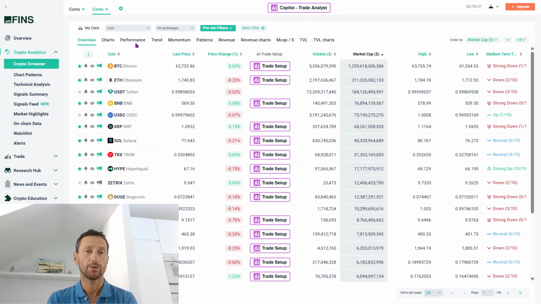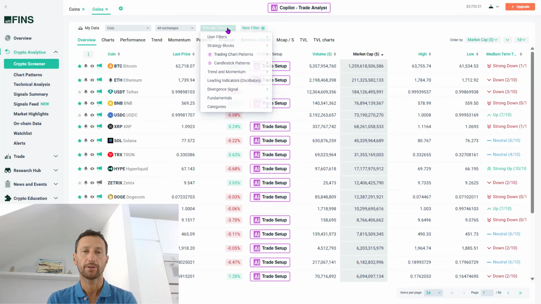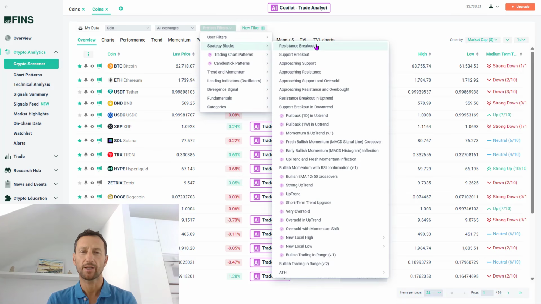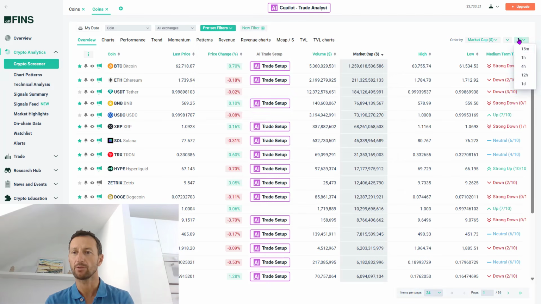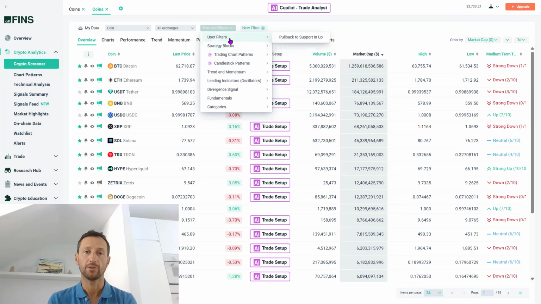So yeah, I'm on the screener, and a couple of preset filters that I like to use is the resistance breakout, or resistance breakout in uptrend, and also this one, new local high, 15 periods in. Since we are on a daily time interval, 15 periods means in the last 15 days. Let's go ahead and do that.